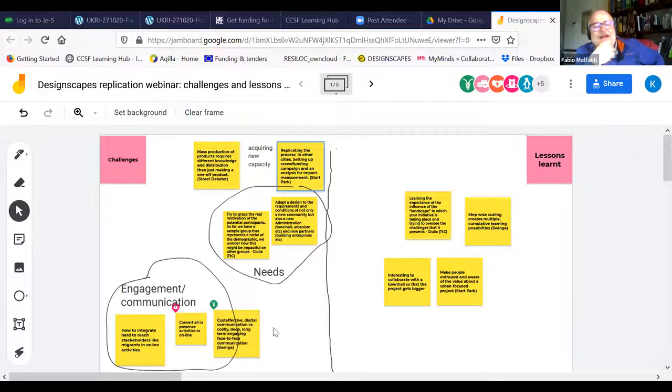Okay, I'll try. We found two challenges. One is shared with Marco: how to transform all the activities that were in presence, a workshop in a place or space where adults and children work in two different groups, interacting, co-planning and co-designing the park, into online activities due to the emergency we are in now, with COVID-19.